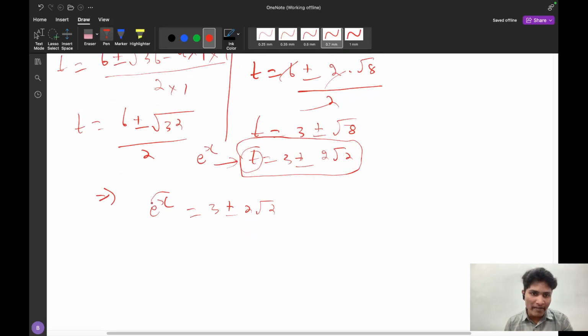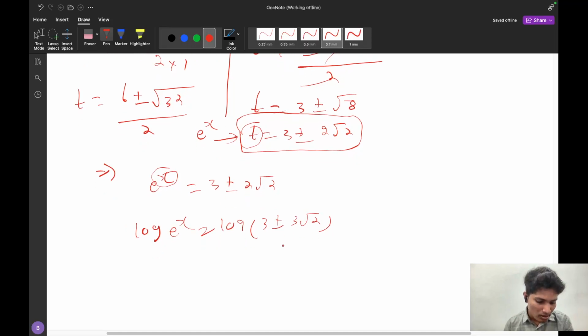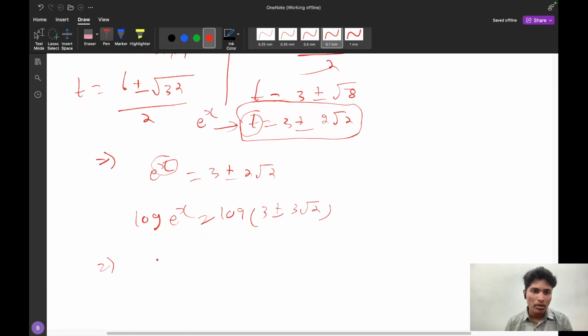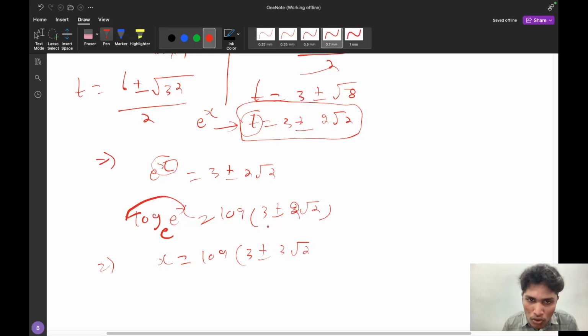So if I want to find the value of x, what can I take? I can take log on both sides, equal to log of 3 plus or minus 2 root 2. Now e power x, here base e is present, so I can take x equal to log of 3 plus or minus 2 root 2. Not 3 root 2, it is 2 root 2, sorry, because here it is 2.